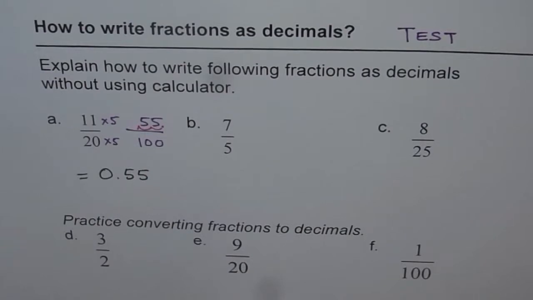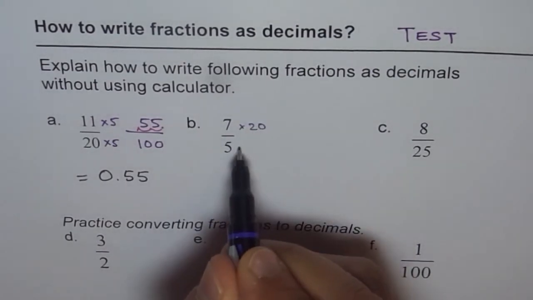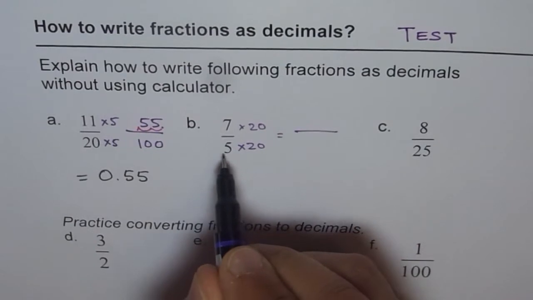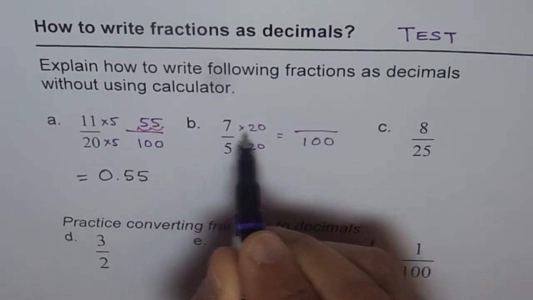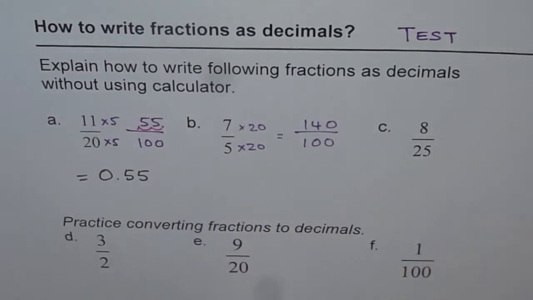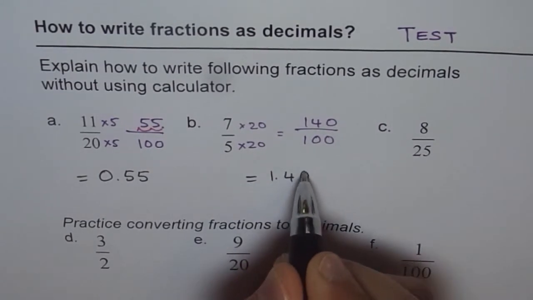Now the next one is 7 over 5. Well, this time you can multiply by 20, both numerator and denominator. And so what do you get? 20 times 5 is 100 and 140 in the numerator. Well, you were expecting something more than 1 since the numerator is higher than the denominator, and that's what you got. So it is equal to 1.40.